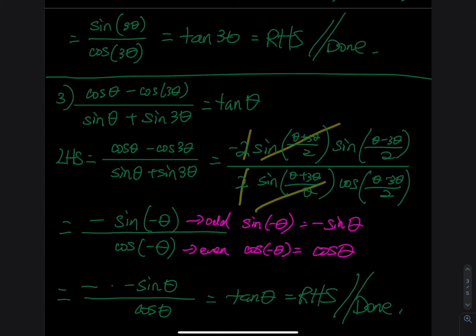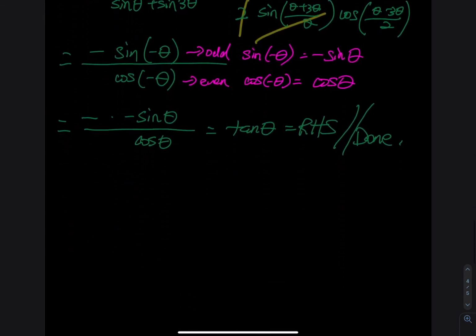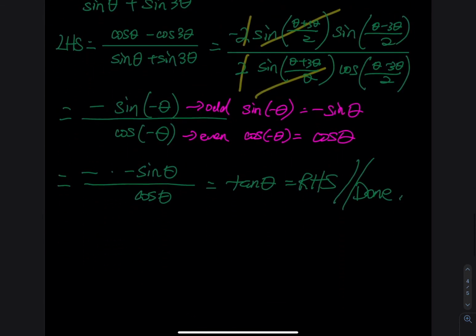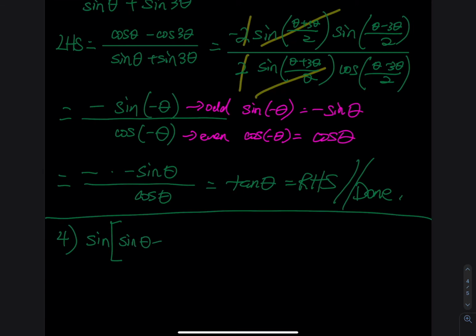So that's number 3. Moving on to number 4. Wow, number 4 is a long problem. You have sine of [sine theta plus sine of 3 theta]. So that is a composition function. And then, oh, actually it is not. No. It is not a composition function. The outside is a sine theta. So that is a sine theta equals to cosine theta.